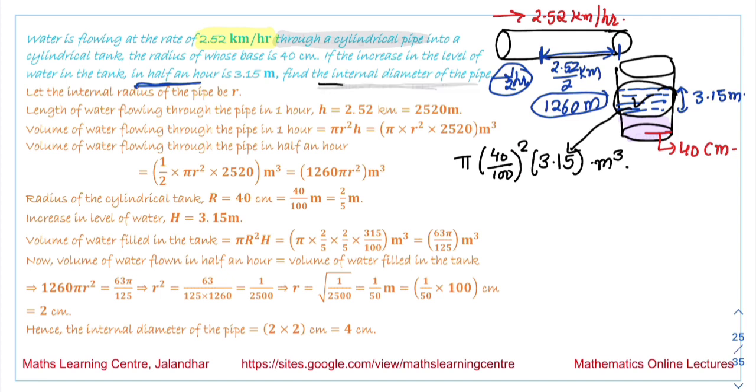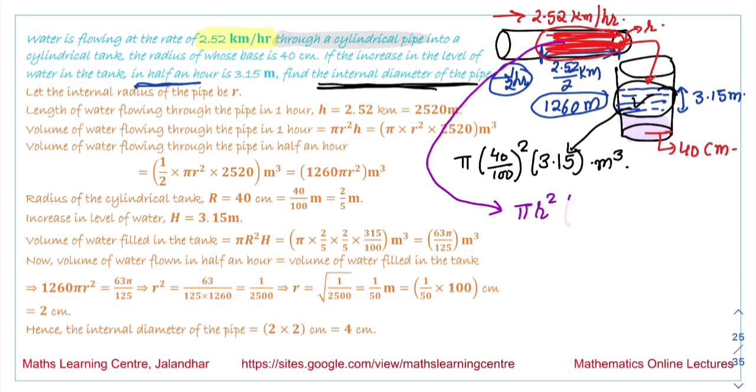Now what we have to do is calculate the internal diameter of the pipe. Suppose the internal radius of this pipe is r. How much water are we talking about over here? The volume of the water in this region is equal to the volume of water in this region. The volume of water in this region is given by pi r square into height, which is 1260, the distance traveled by the water in half an hour, and this should be equal to pi into (40 by 100) square into 3.15.